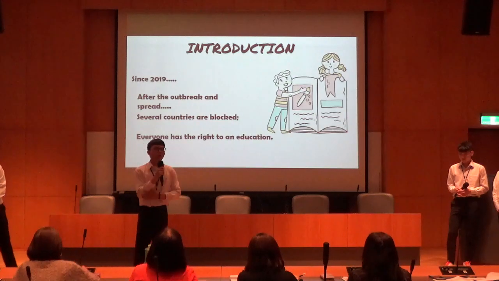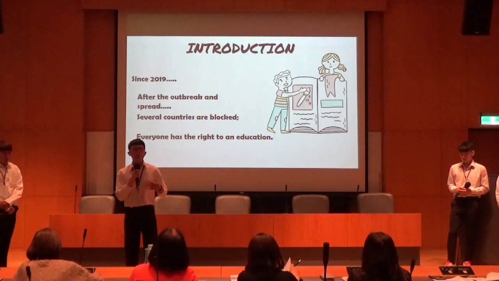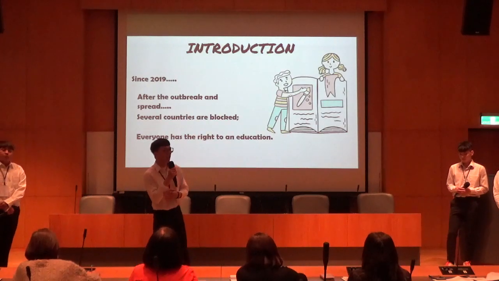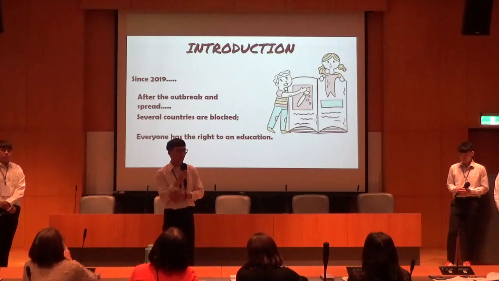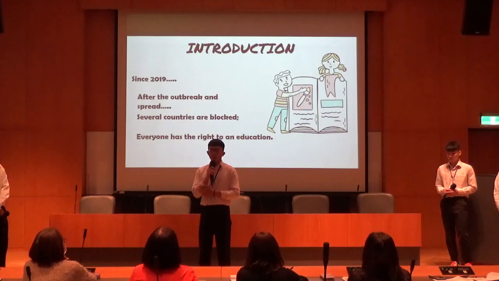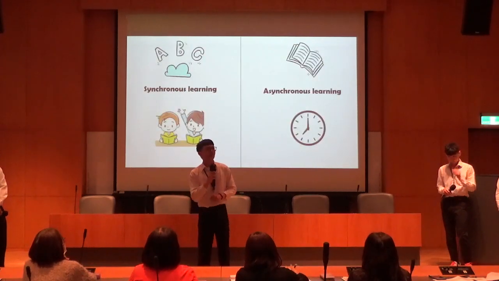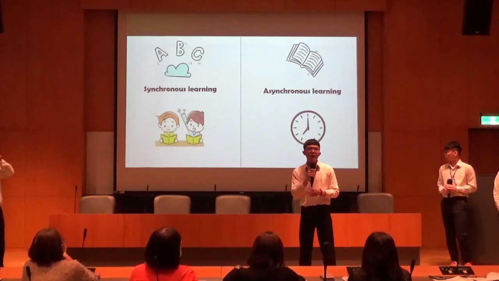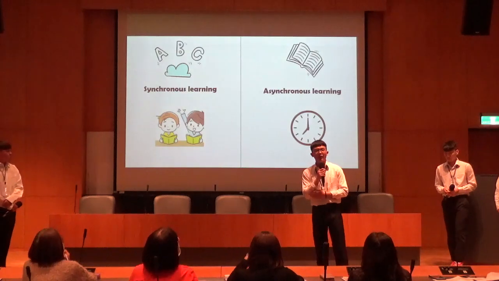Several countries are blocked. Many international students are restricted from studying in those countries. Despite the pandemic, everyone has the right to an education. Therefore, as an alternative, schools turn to online distance learning. There are two main types of distance learning: synchronous learning and asynchronous learning. Both methods have several advantages and disadvantages.